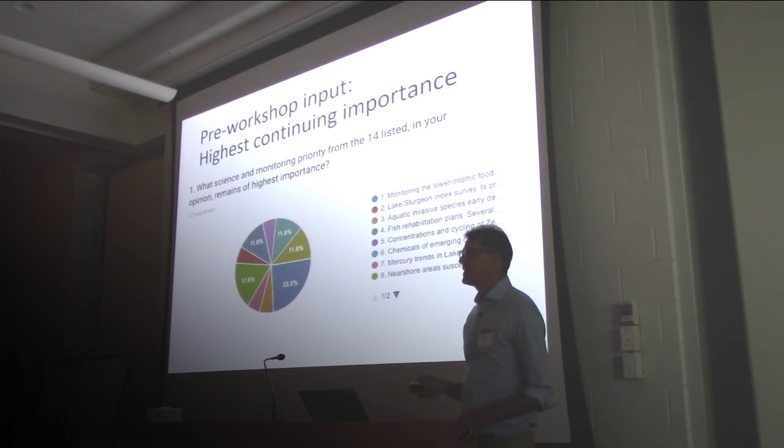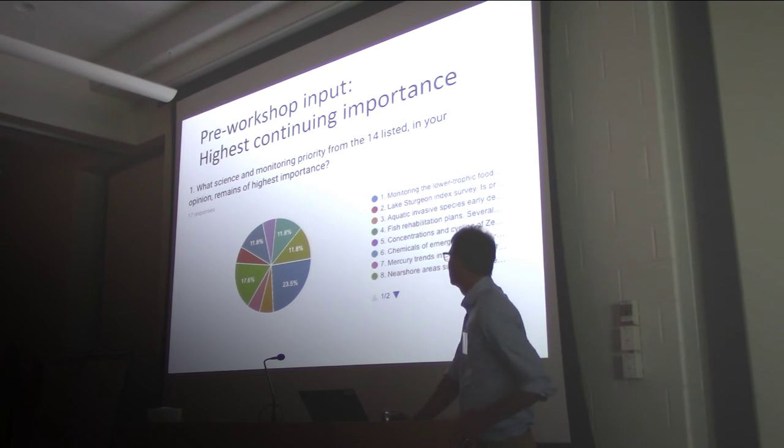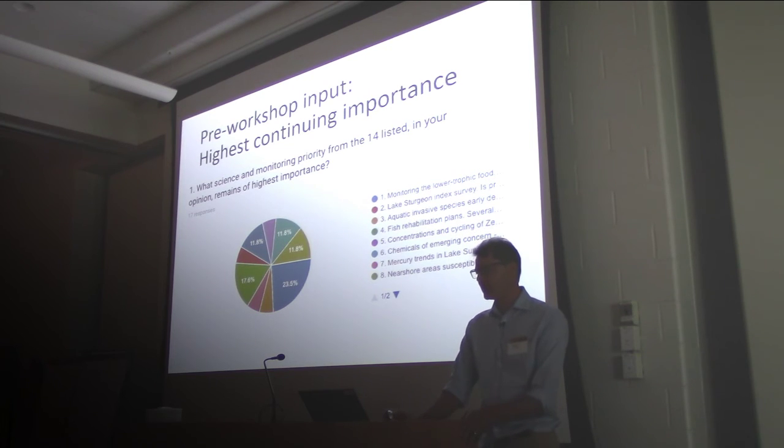Wouldn't it be amazing if that just showed one thing, everyone agrees? But it's a wide variety of responses on what's the top priority. A few more votes were given to the monitoring of the lower food web trophic program. But again, these are just showing the results of input to date, and these are not decisions.